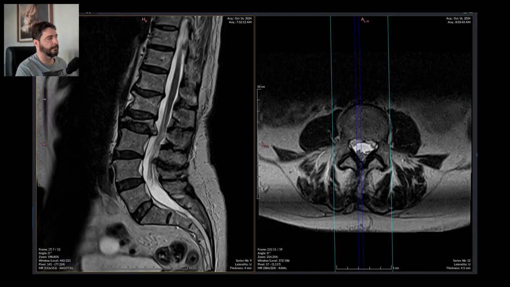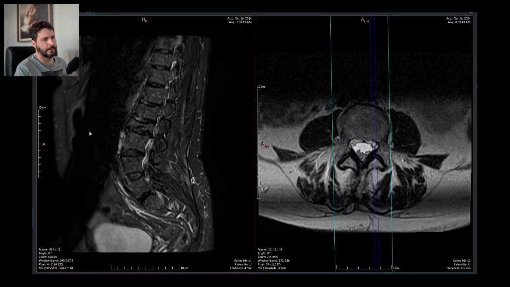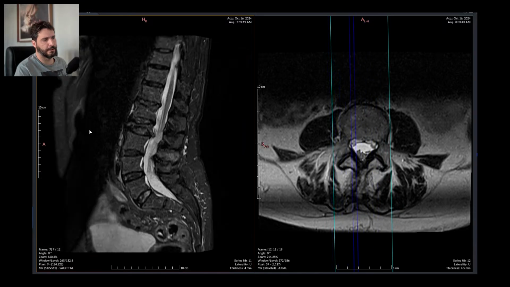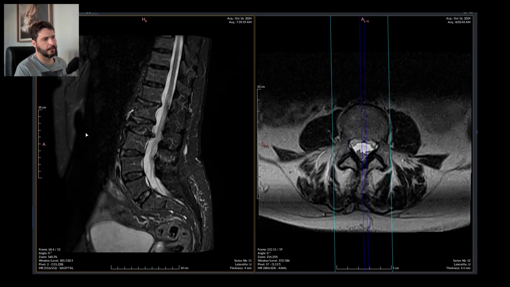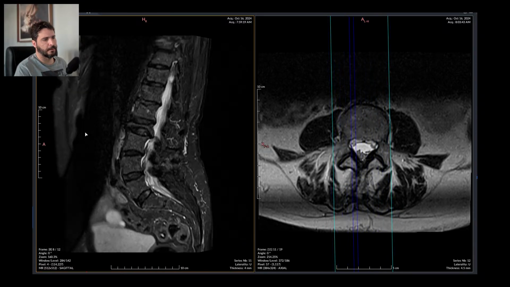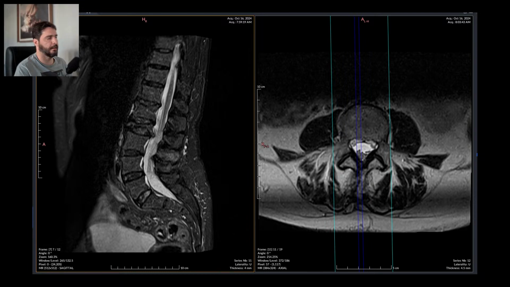Let's see, yeah, that is Modic 2 and 3 for sure. Are there edematous changes anywhere? No. The STIR sequence seems fine. So there is sclerosis and fat substitution of the bone marrow, which is Modic 2 and 3.